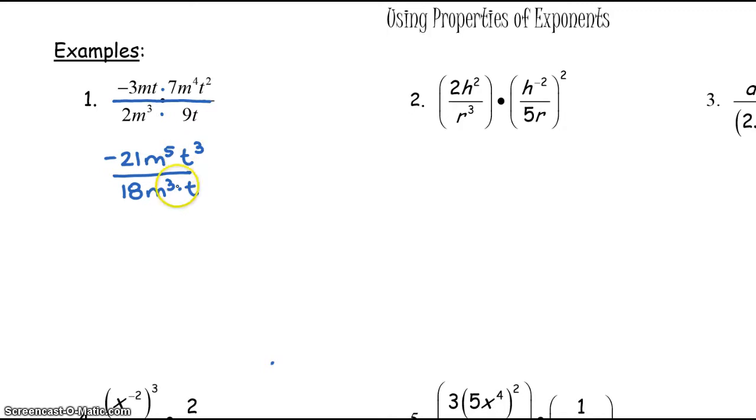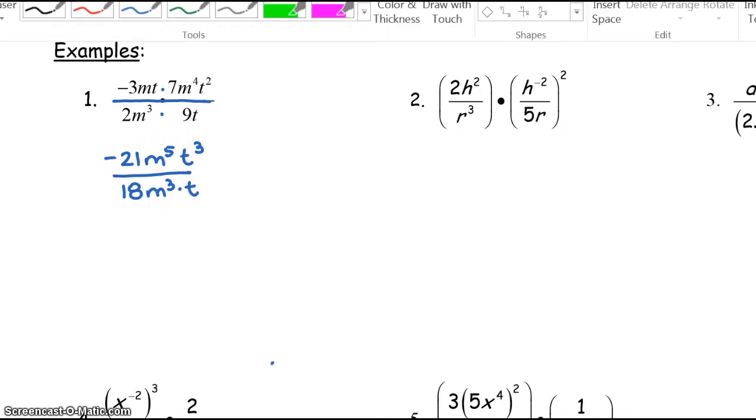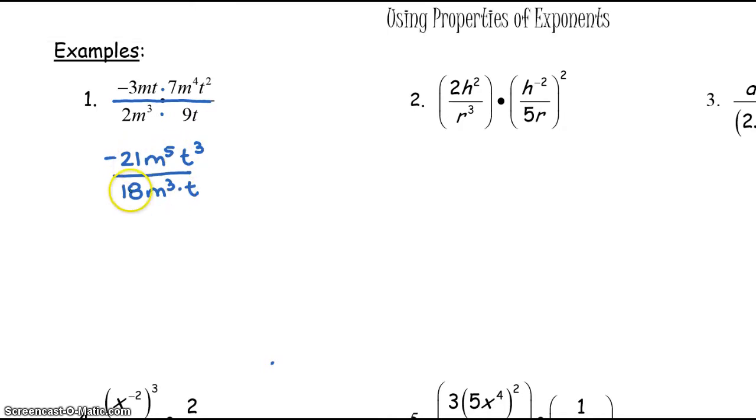Now I can go ahead and simplify as I choose. So looking at the numbers, negative 21 and 18, it seems like they have a number in common. And the number that they have in common is 3. So we can go ahead and simplify negative 21 by dividing it by 3, and we get a negative 7. And I'm just going to do that so I don't forget. And 18 divided by 3 is the number 6.